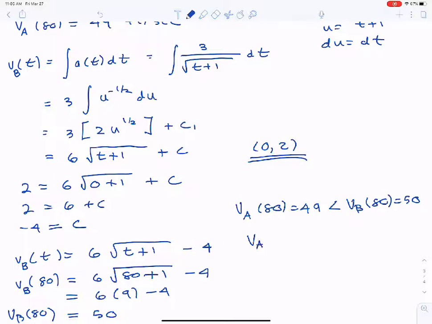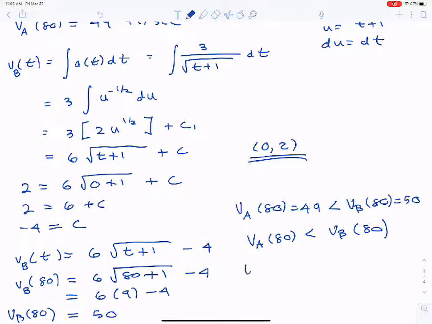Technically, just so you guys know, I would have been okay saying this: V of A at 80 is less than V of B at 80. I don't need to put those numbers in. I like to put them in just to be over-obvious about what is going on here. But I could have done this because we have those values already, so we're good to go.